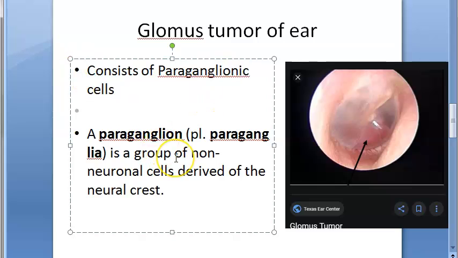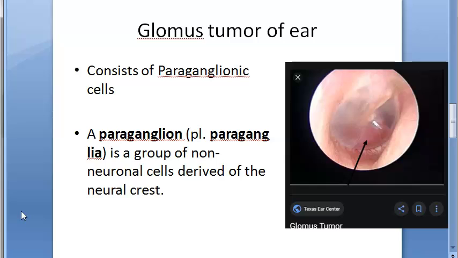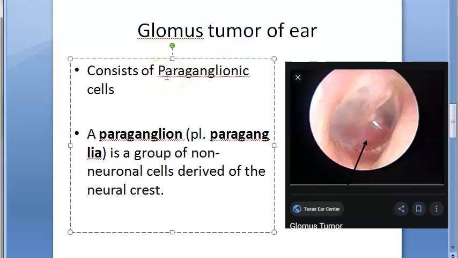What are paraganglions? They are a group of non-neuronal cells derived from neural crest. Okay, anyways, just remember here glomus bodies are helping in what? Temperature regulation. Okay, so this tumor consists of what? Paraganglionic cells derived from neural crest.